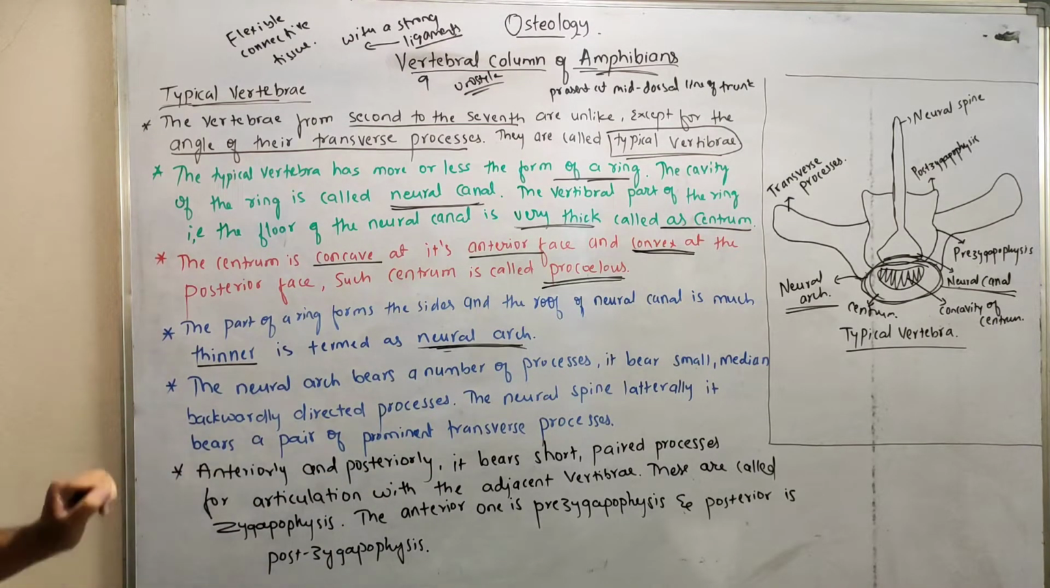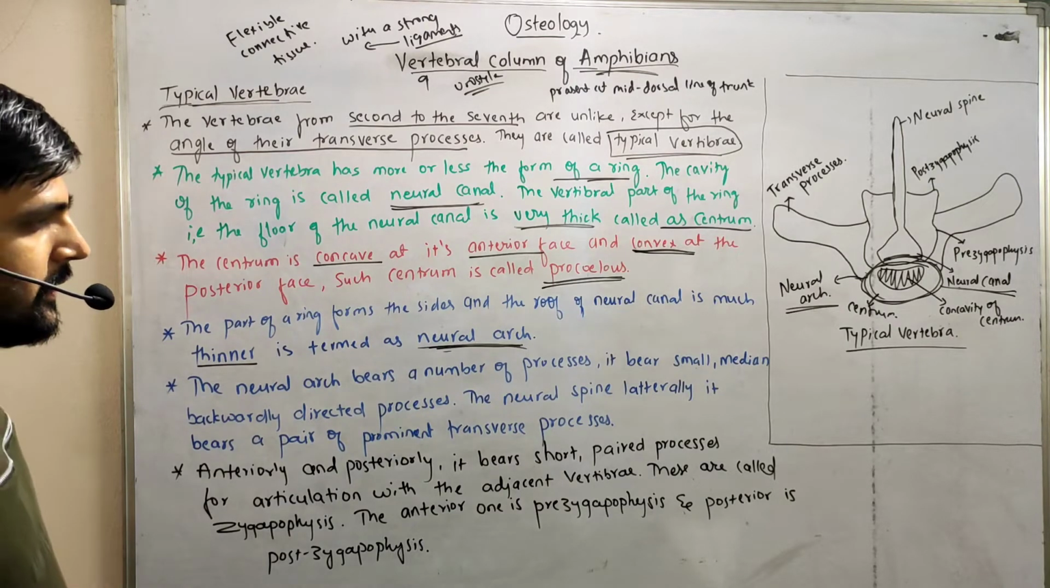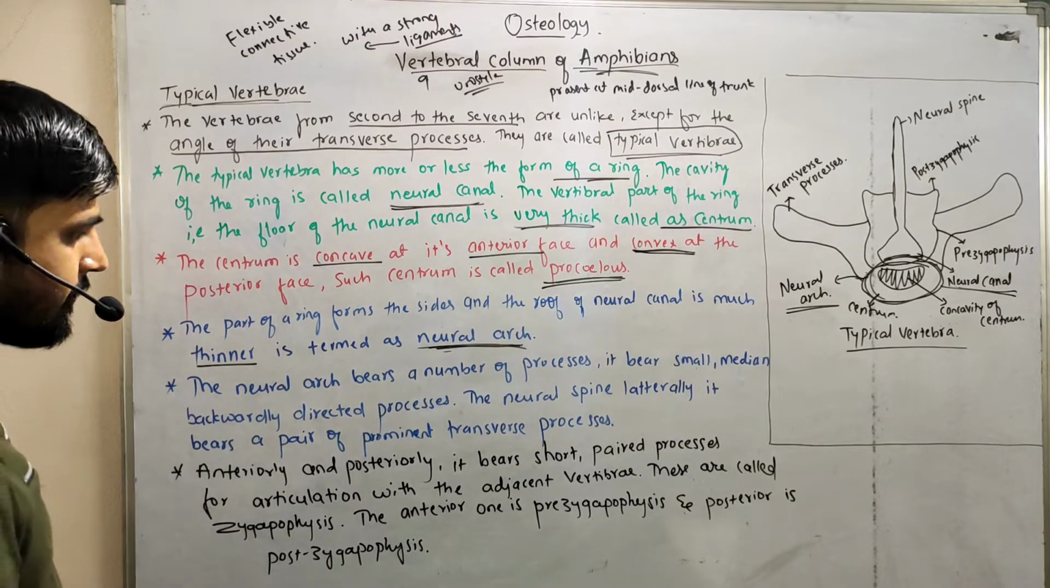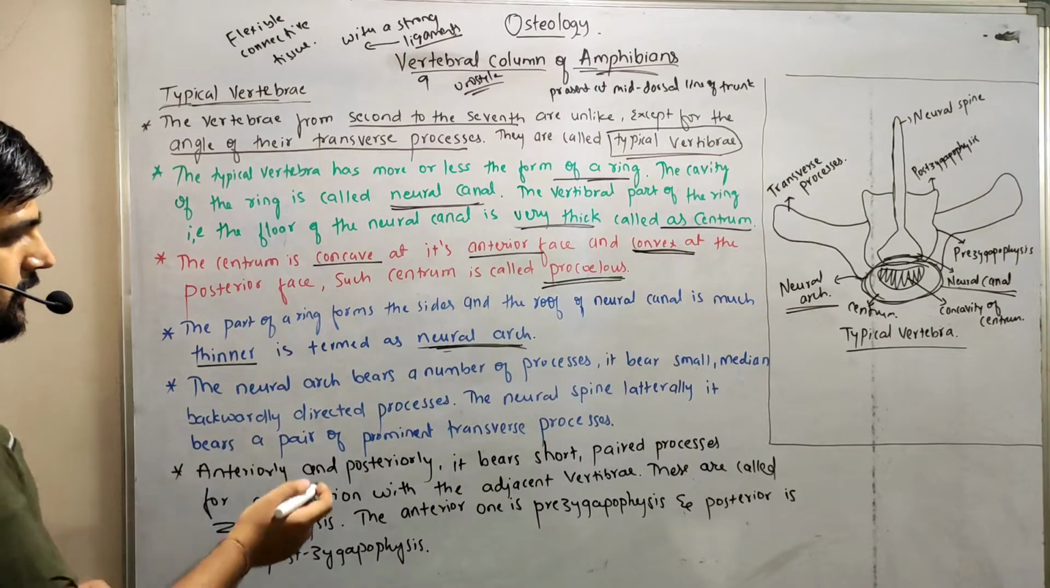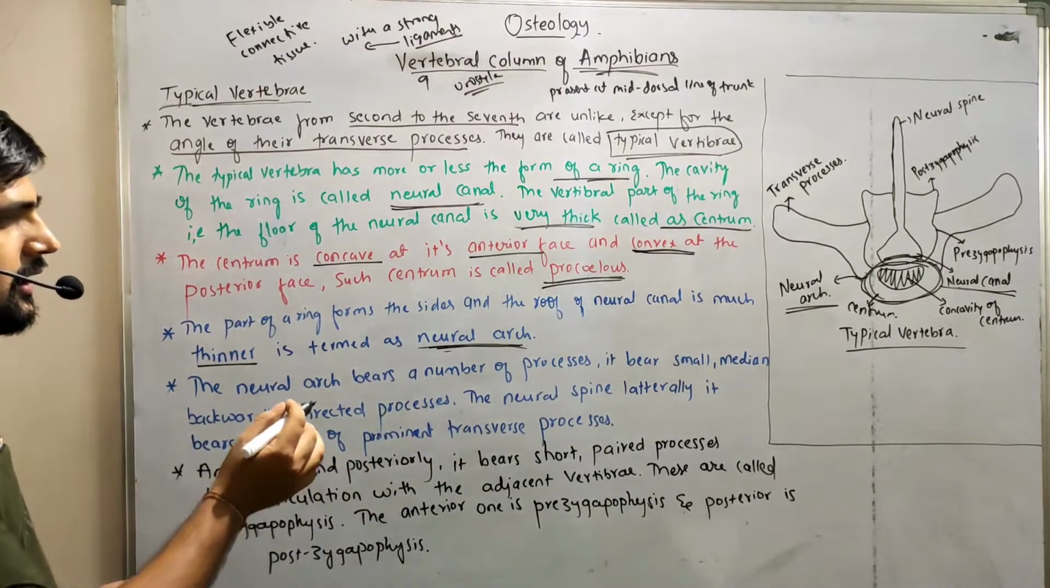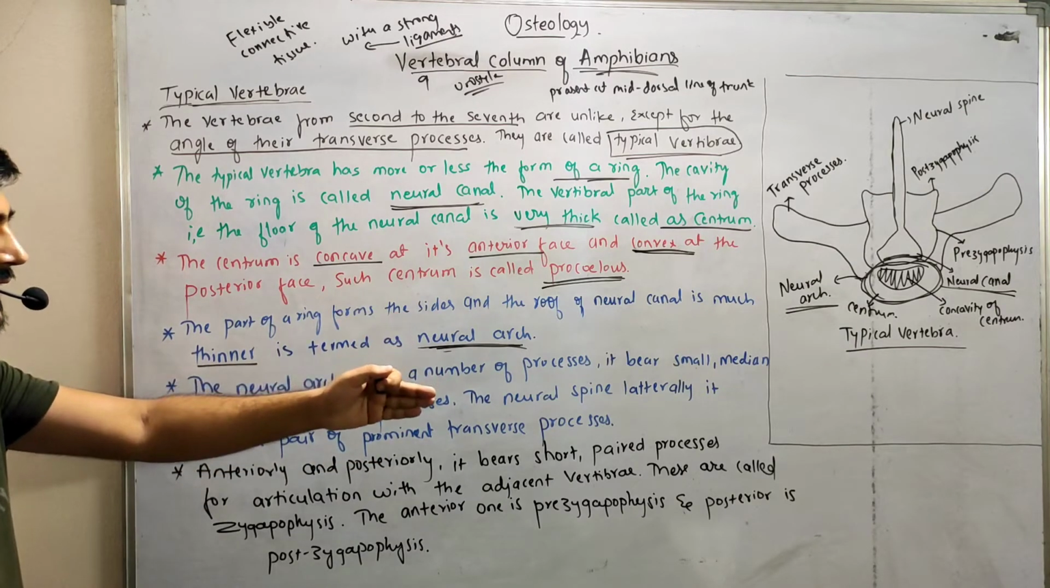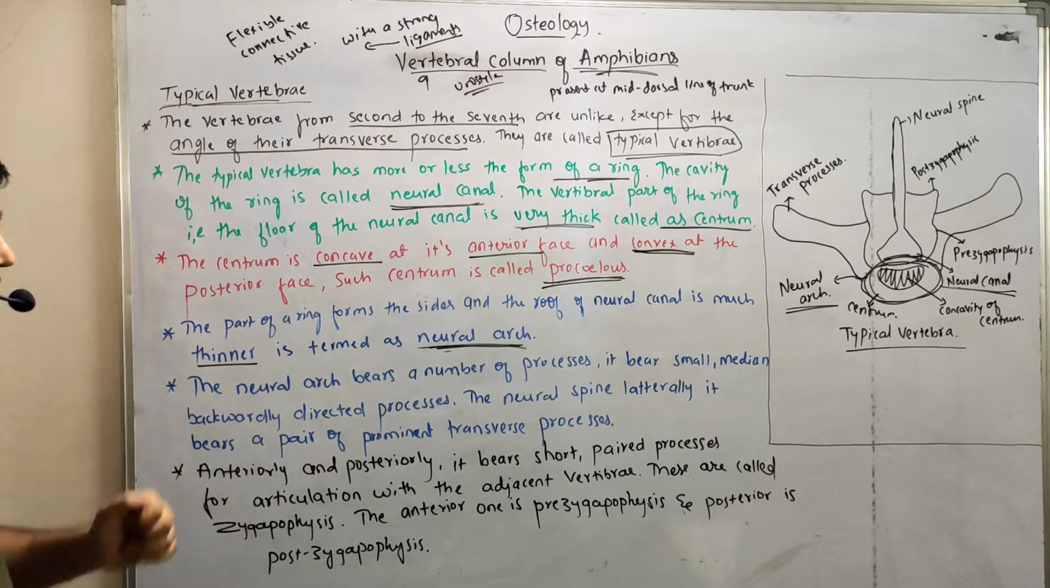The next point is that the neural arch bears a number of processes. It bears small, medium, backwardly directed processes. So the neural arch bears process-like structures. They are small, they are medium, and they are backwardly arranged. Whatever processes are present at that region are backwardly arranged.